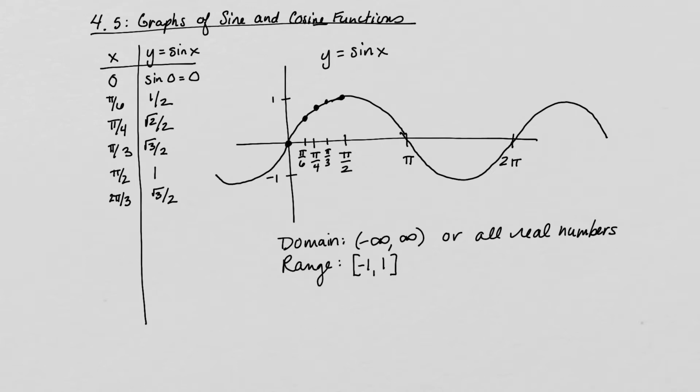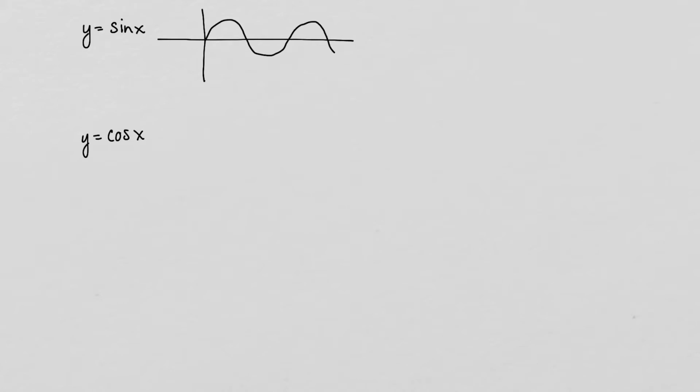So let me go to a new page here. Okay, we're going to draw the basic graph. So y equals sine x, y equals cosine x. The basic shape for the sine graph, it's easier for me to draw it first and then label stuff. So it looks like this, right? Up here is 1, down here is -1. So it's between 1 and -1.